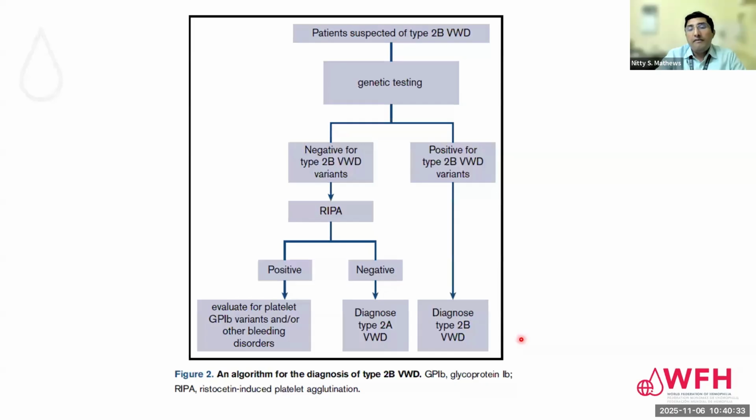And moving on, if a patient is suspected of having a type 2B von Willebrand disease, the guideline panel recommends an upfront genetic testing. And of course, if that is positive for type 2B variants, you diagnose a type 2B von Willebrand disease. And if it's negative, you do a ristocetin-induced platelet aggregation, and you particularly look at the response to low-dose ristocetin. And if it is positive, you evaluate for platelet glycoprotein 1B variants for a platelet-type or pseudo von Willebrand disease. And if it is negative, you diagnose it as a type 2A von Willebrand disease.